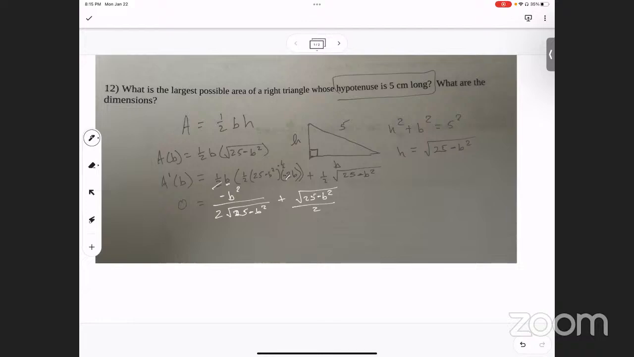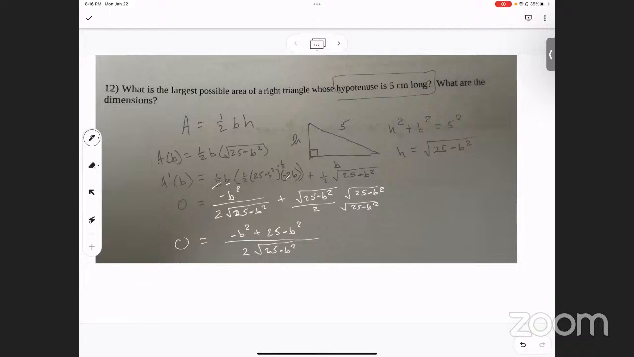So the easiest way to do that is probably to get a common denominator. I need to multiply this by the square root of 25 minus b squared on the top and the bottom. That way I'll have the same denominator. You follow? So on the top, I have negative b squared plus 25 minus b squared, all over 2 times the square root of 25 minus b squared.